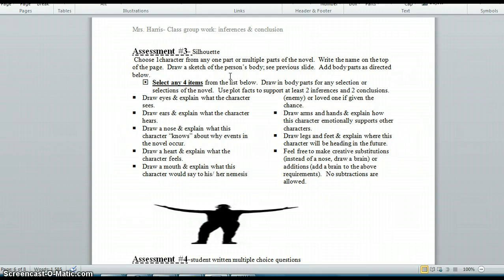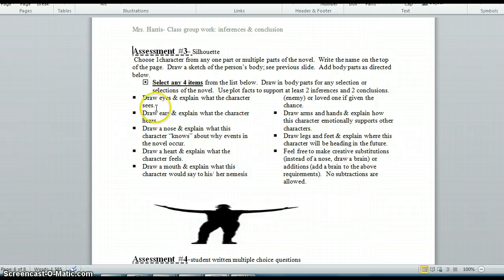What you're going to do is you're going to draw inferences and conclusions based on this character, graphically and in writing. Visually, you're going to take a sketch of outline of a person's body. The inside of the body should be blank. It's like a black marker, like a silhouette or an outline of a person's body. Or you can just do a head or however.